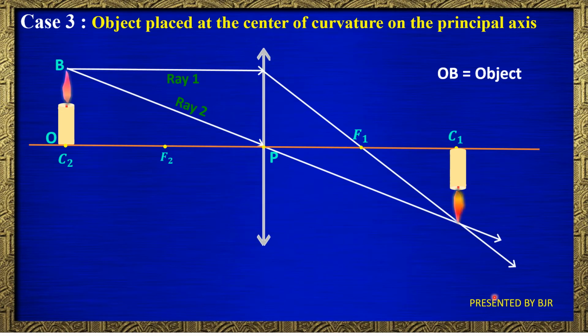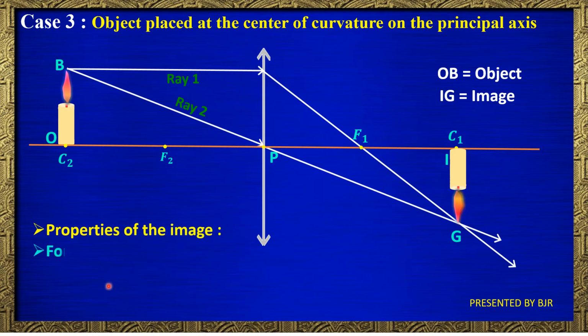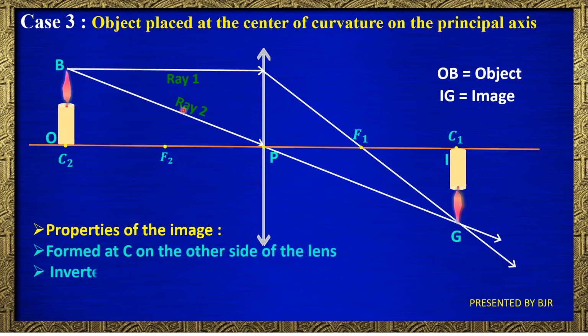Okay, so can you tell what type of image? Is it real image or virtual image? Obviously it is a real image. Let us write the properties of the image formed here. LOST, lost location. See here, when the object is placed at C, its image will also be formed at C only on the other side of the lens, and it is inverted image, same size as that of object and real. So this is very important case.